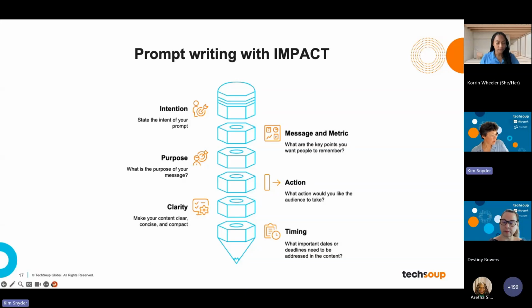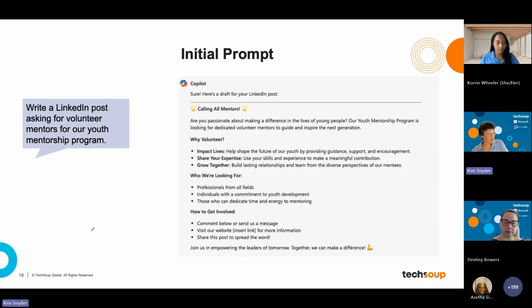So looking at this, this is how applying this kind of impact method can change a prompt, can just improve it and tweak it a little bit, just like you would if you were working with a new person for the first time. So, hey, can you write me a LinkedIn post asking for volunteer mentors for our youth mentorship program? Okay. So here's a LinkedIn post, calling all mentors, why volunteer? These are generic kinds of responses because I've given it not a lot of information to go by, right?